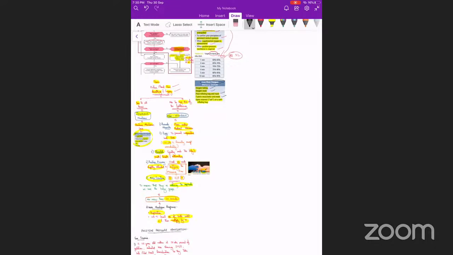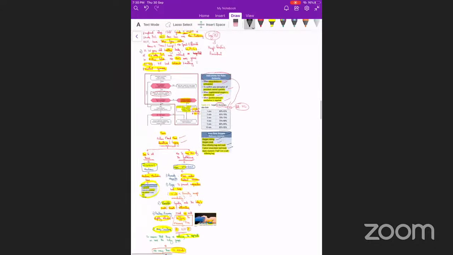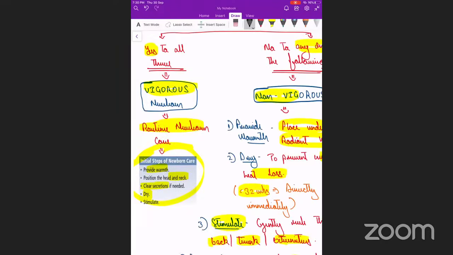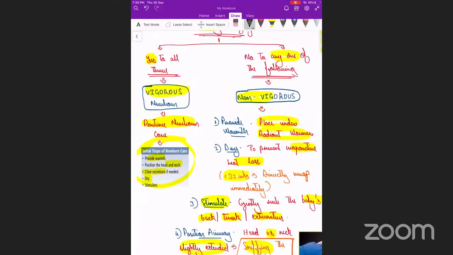In case of meconium stained liquor, again, if the same criteria is satisfied, then it is a vigorous term newborn. If it is not satisfied, it becomes non-vigorous, and we carry out the normal routine initial steps of resuscitation. There is no change. Okay, fine. Those were the doubts.